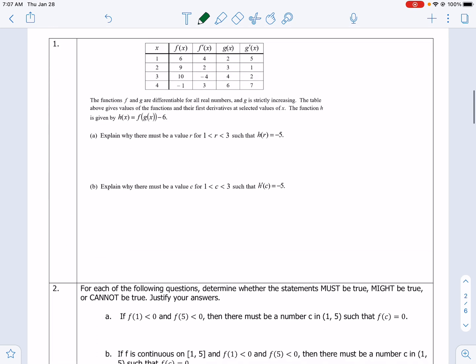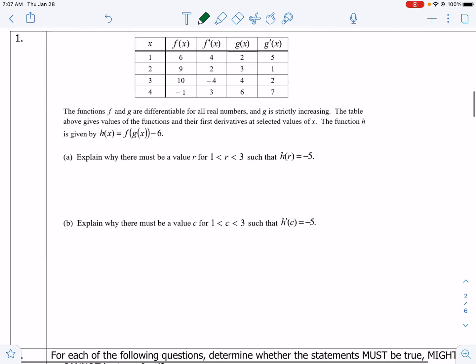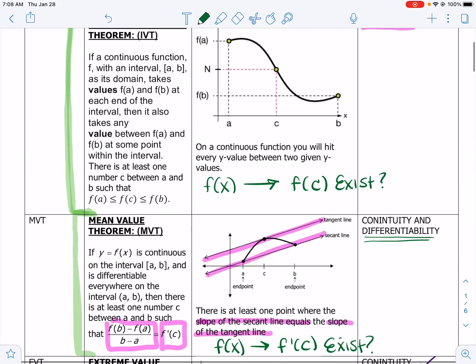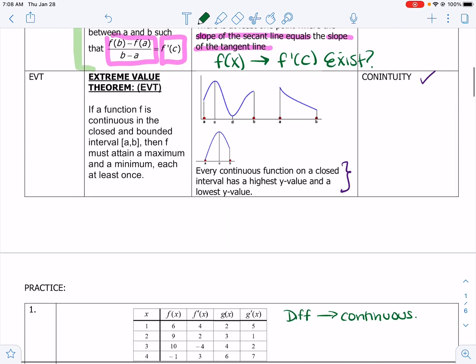Notice here, okay, two functions f and g are given, and it also says here that they're differentiable. Remember that if two functions are differentiable, therefore they're continuous. What that is telling us is that actually any of these three theorems up here, the MVT, IVT, or EVT, all of them apply.